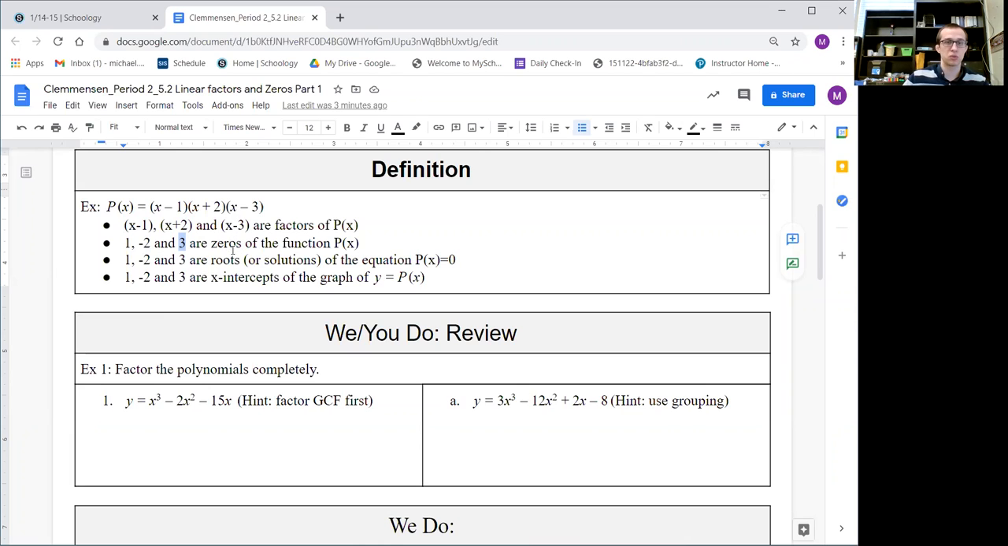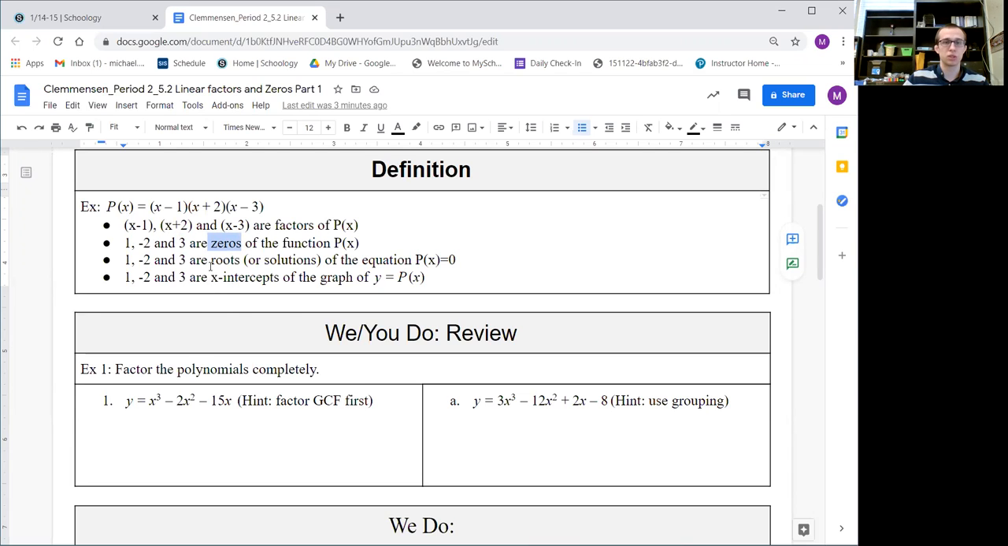I like to think of it as what I would plug in to make it 0. If I plug in 3 right here, I get 3 minus 3, which is 0. If I plug in negative 2 right here, that makes it 0. If I plug in 1 right here, that makes it 0. So that's why we call it the zeros of a function.